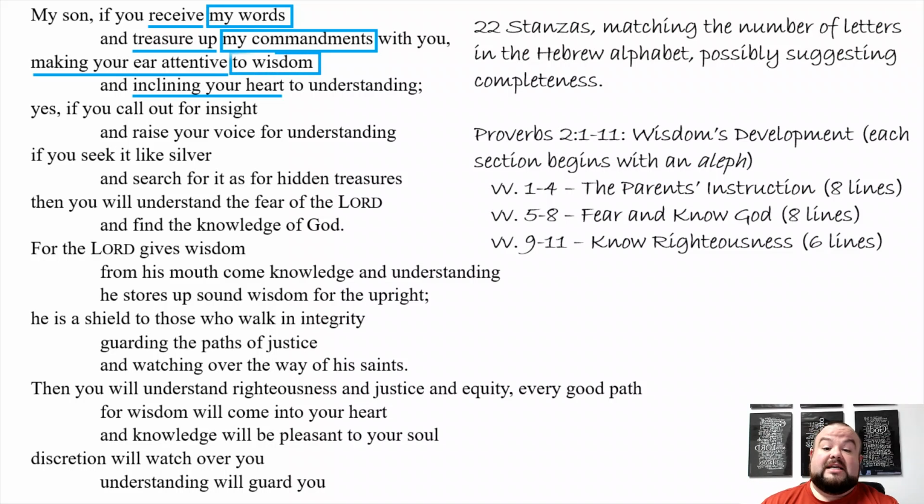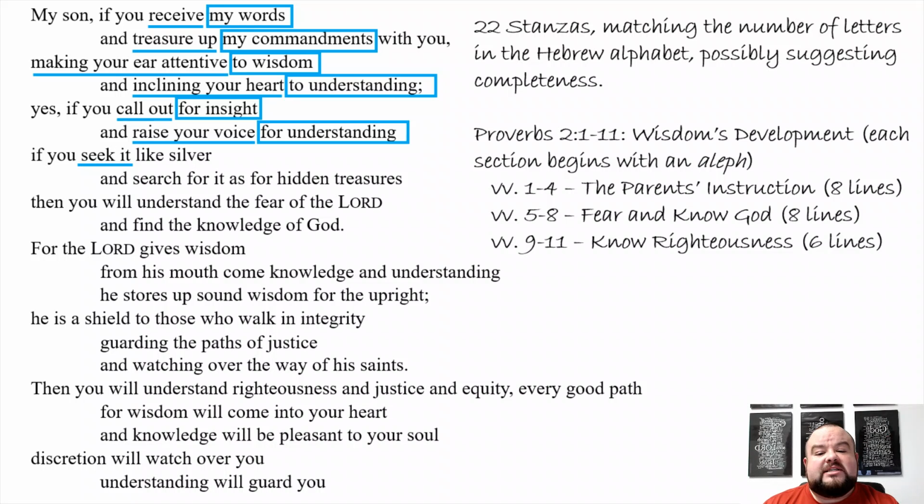We see this connection between wisdom and understanding. If you call out for insight, raise your voice for understanding. If you'll remember, that's exactly what Lady Wisdom was doing in chapter 1. She was calling out, well, we had best call back for insight and for understanding. We know what happens if we don't. If we seek it like silver, search for it as hidden treasures.